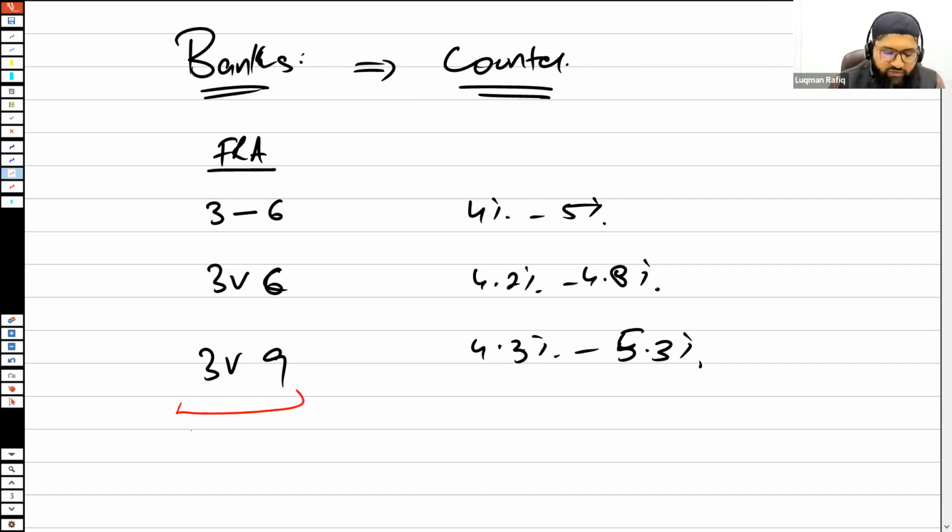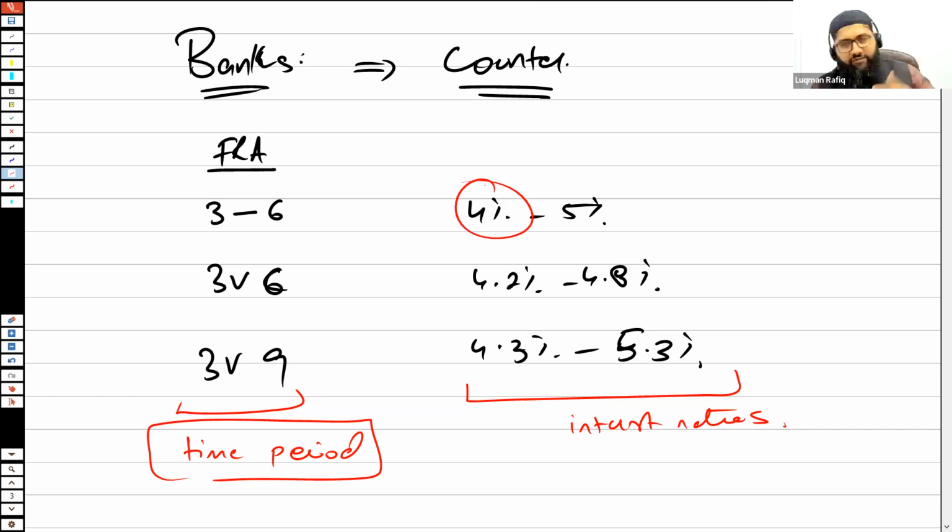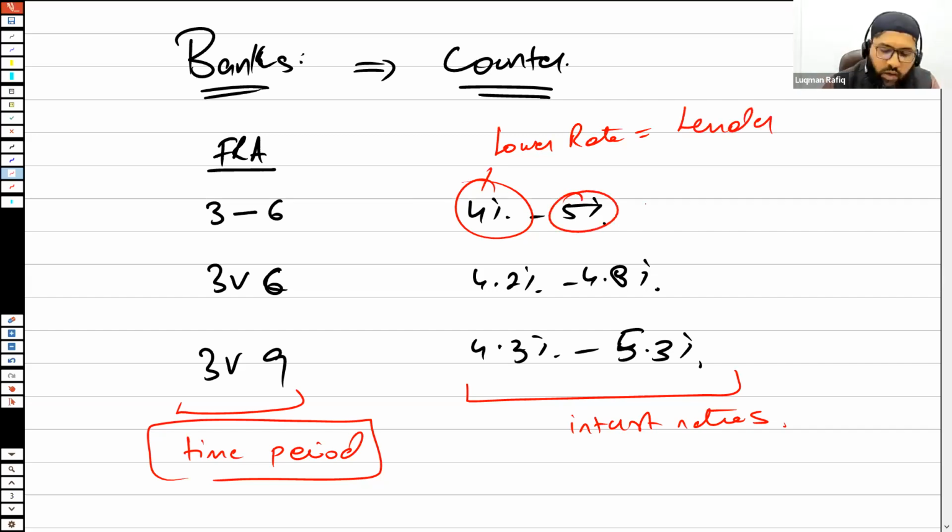So just try to understand the FRAs. This is the time period for the FRA that is mentioned. And this is the interest rates that are going to be mentioned. Now this rate, which is the lower rate, is the rate applicable to the lender. And this is the rate which is applicable to the borrower. So the lower rate is applicable to the lender, and the higher rate is applicable to the borrower.